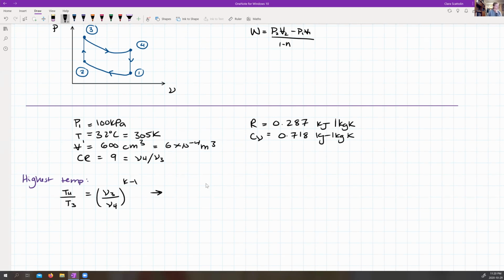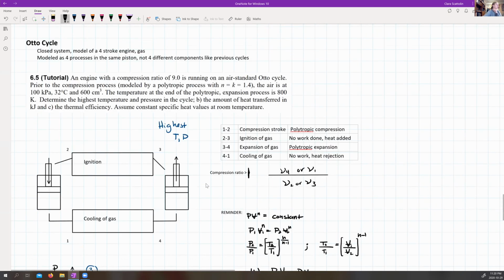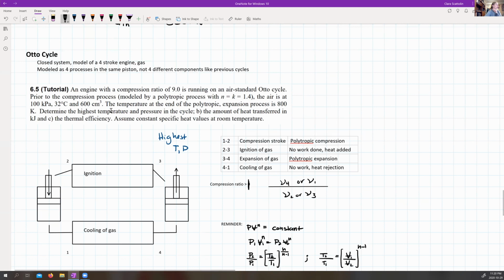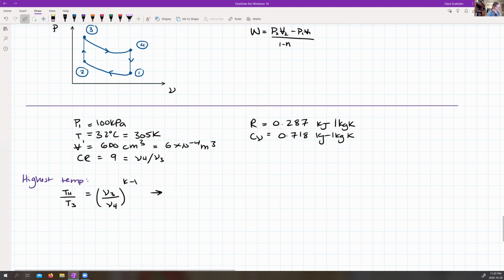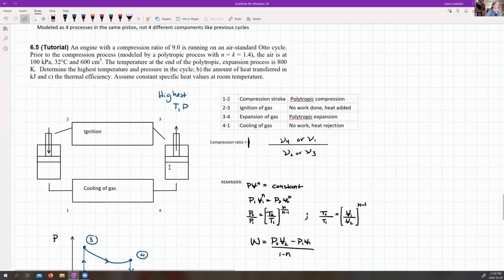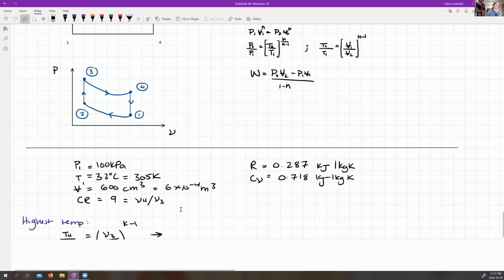And this T4, I know T4, it was given to me in the question. At the end, T3 and 4. So I'm looking here at the expansion process. I'm given the value at the end of the expansion. So I'm told that T4, this is another value that I have.